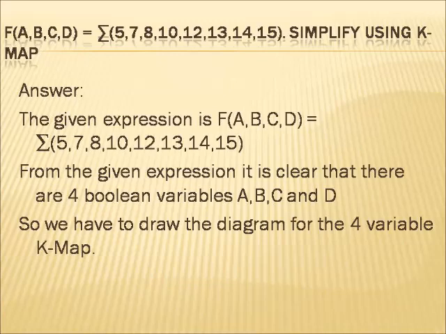Okay, here you can see the question: f of a, b, c, d equal to sigma 5, 7, 8, 10, 12, 13, 14 and 15. So this is the given expression. It is very easy to do as the expression is given in the cardinal form. So we have to simplify this given expression F of a, b, c, d is equal to sigma 5, 7, 8, 10, 12, 13, 14, 15 using KMAP.